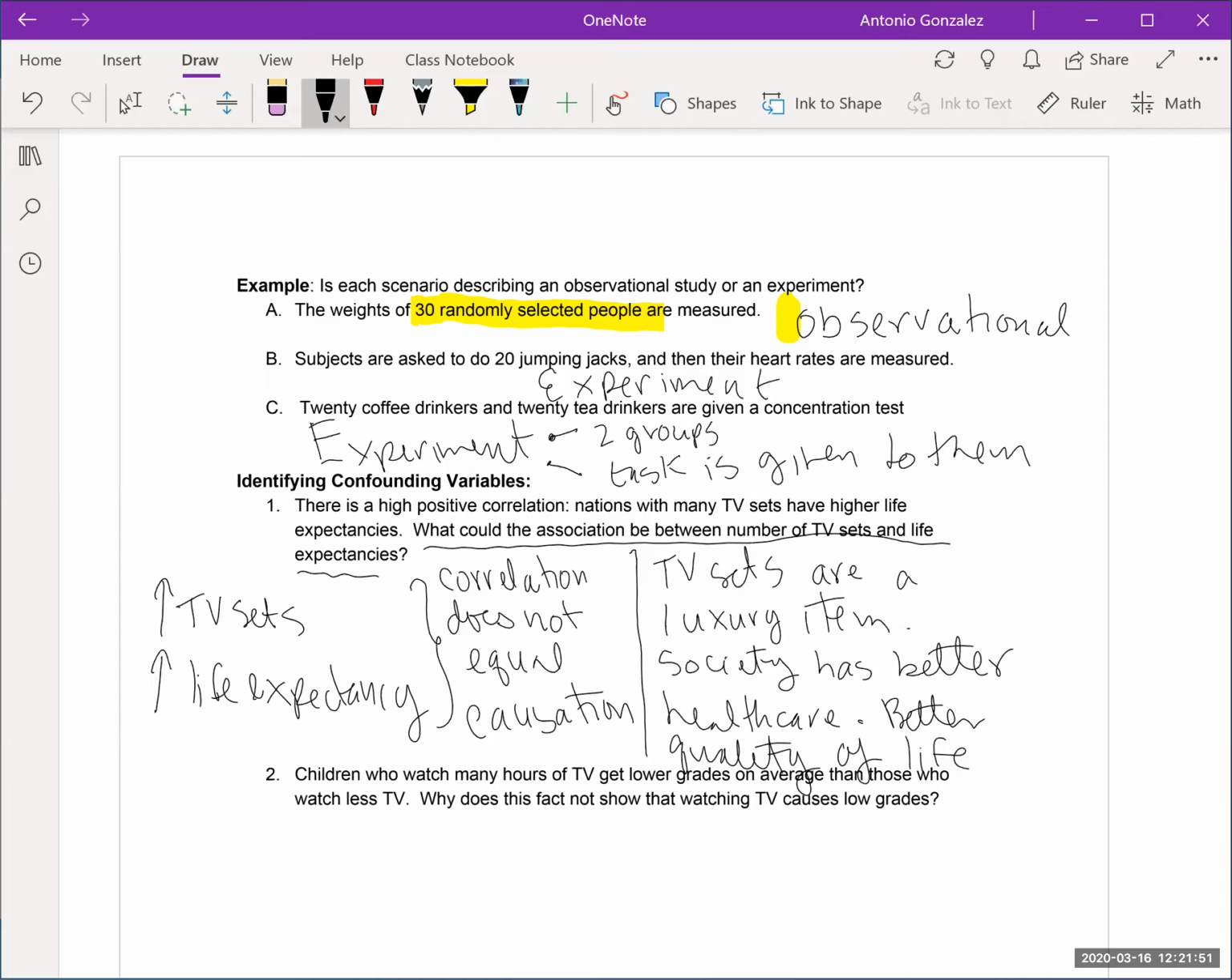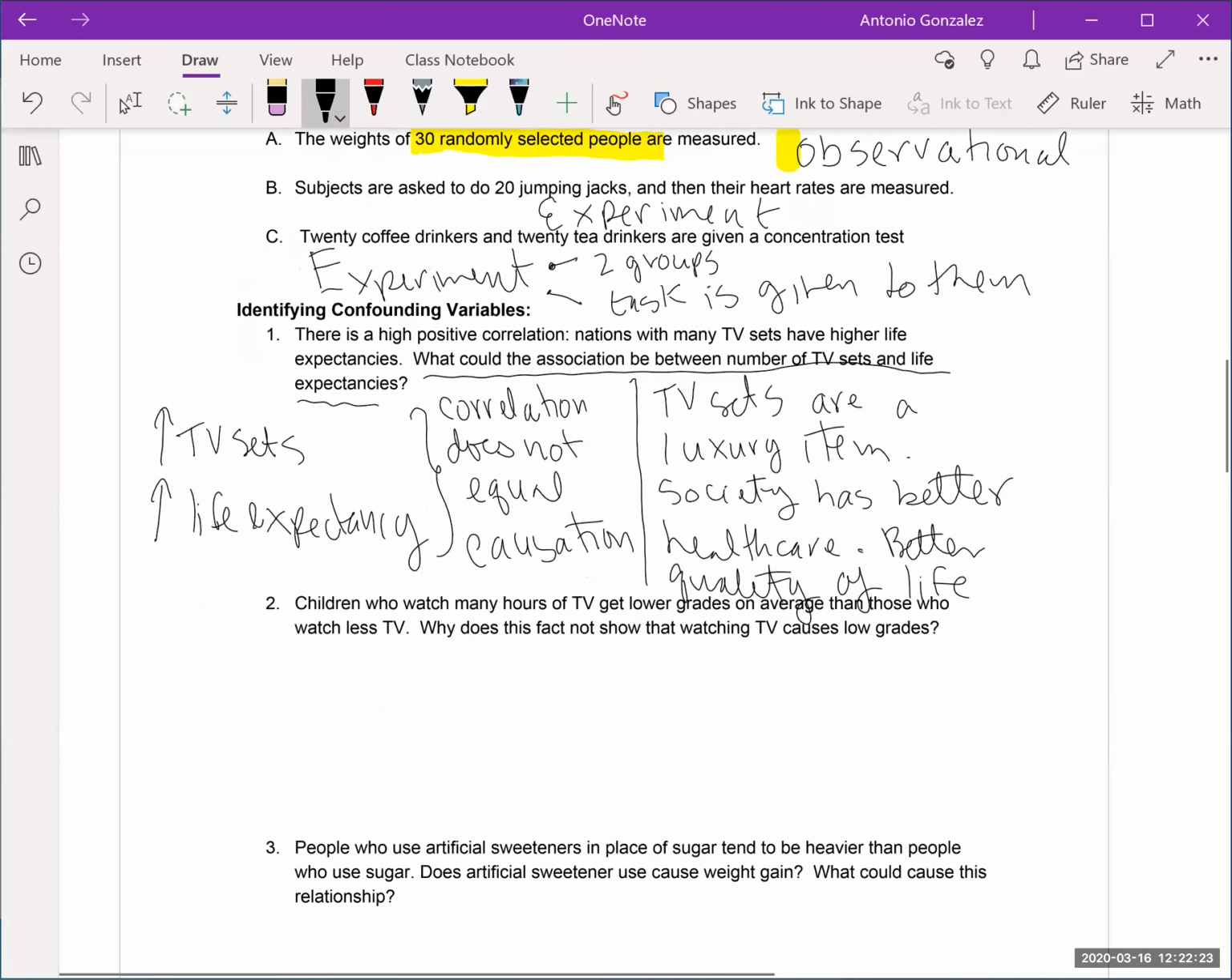All right. Okay, so that might be something that might be affecting more than just the number of TV sets. And that's kind of what I mean by a confounding variable, right? Just because you find two things where as one of them goes up, so does the other, that doesn't always mean that it's caused by the variable that you're measuring. You have to be aware of what else could be going on. Okay, any questions so far on that example?